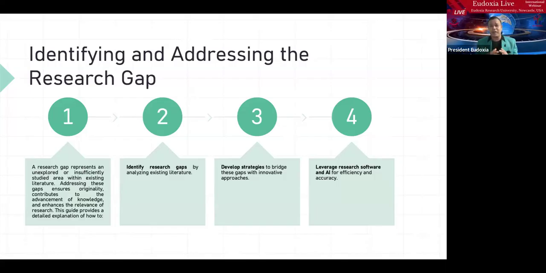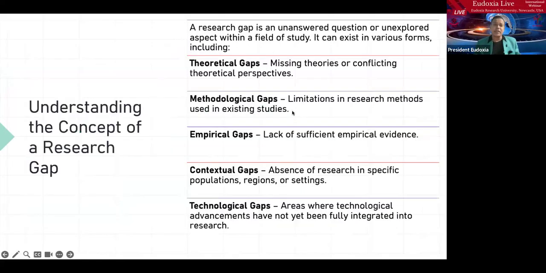Now we have one step advance with artificial intelligence and research software. I will also show how we can go for that. So next is developing the strategy. It is always very, very important. I will explain that one, and you have to leverage research software and AI. All right. So let us understand the concept of research gap. What is a research gap?